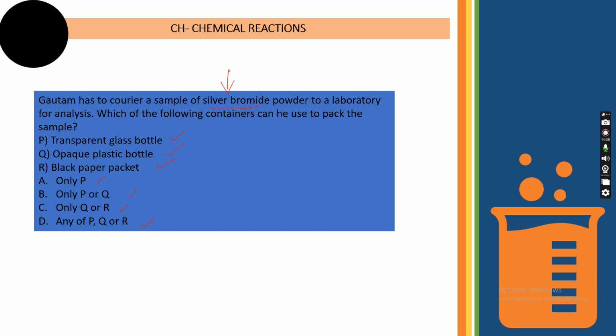So for this, that is why we cannot use something which is transparent, or through which light can pass, right? So for that, out of these three options, see, transparent glass bottle: in transparent, what is happening? Light can easily pass through, right? So it cannot be an option.